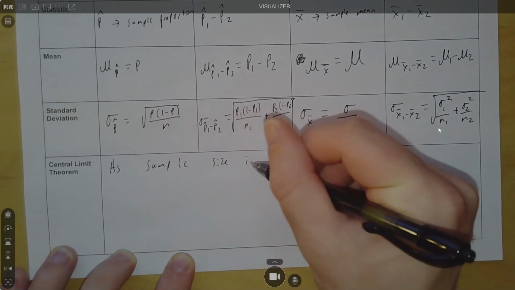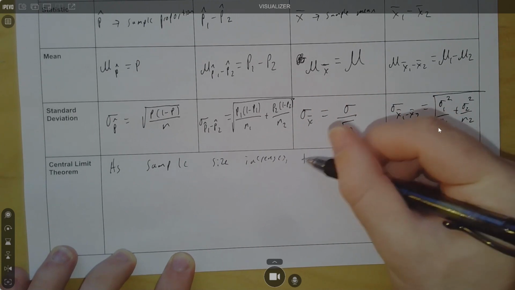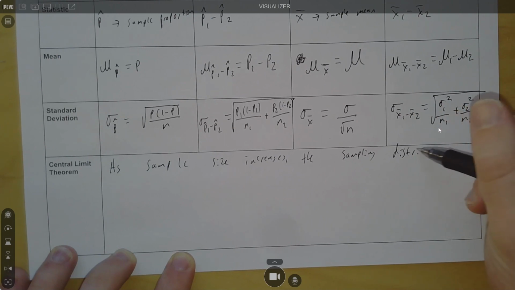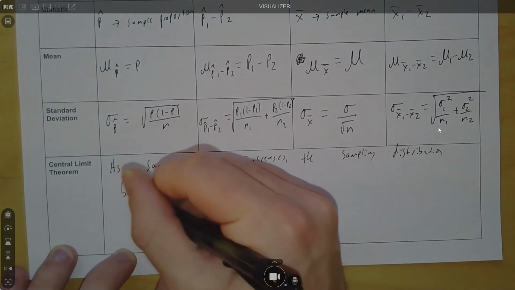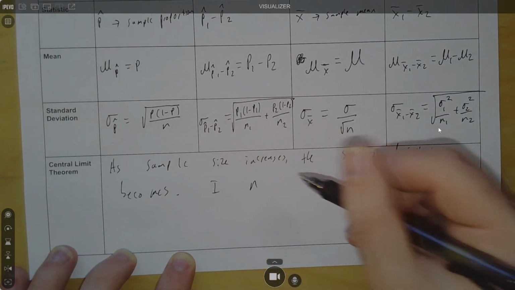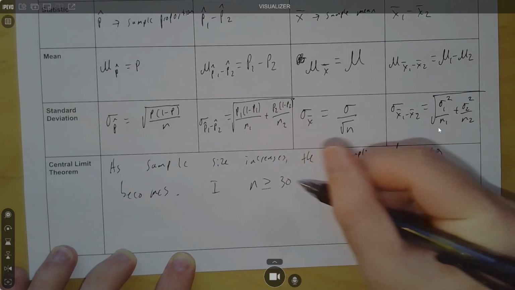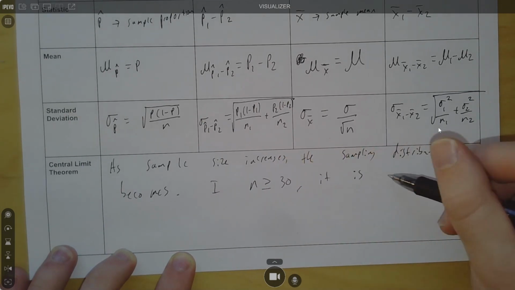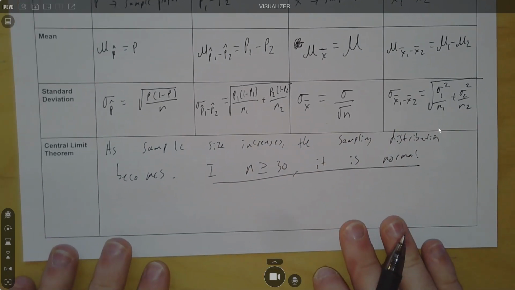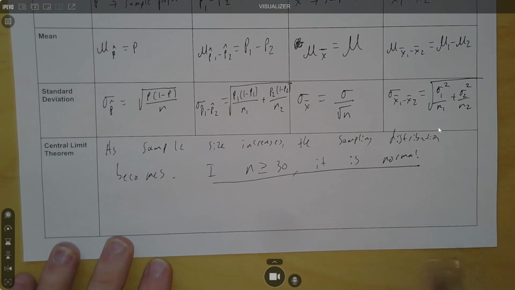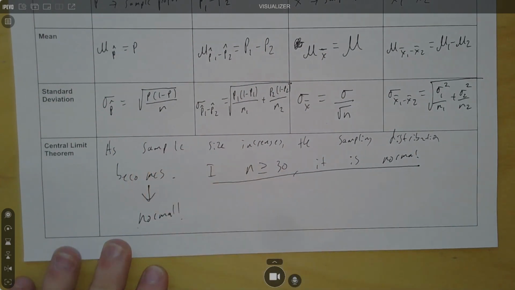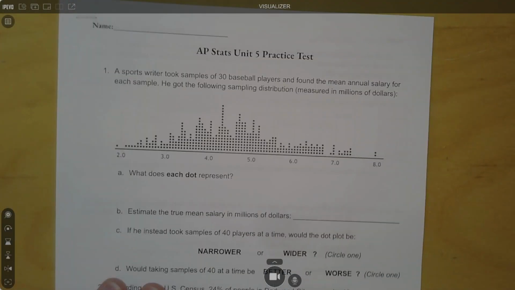size increases, the sampling distribution becomes normal. That's all it says. Generally speaking, if the sample size, n, is greater than or equal to 30, it is normal. That's the rule. So if the sample size is above 30, it is normal. I forgot to write here, becomes normal. Okay, there we go. Alright, let's do some problems. So, on with the test.